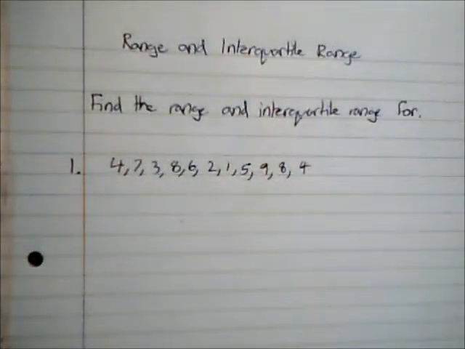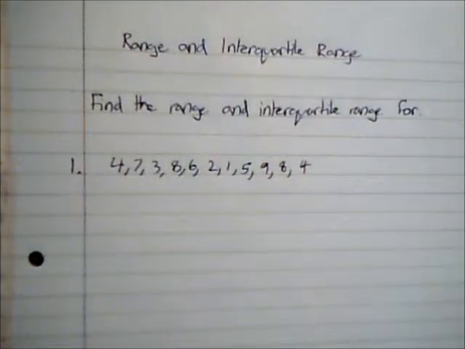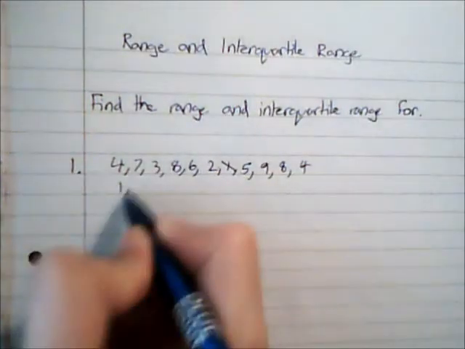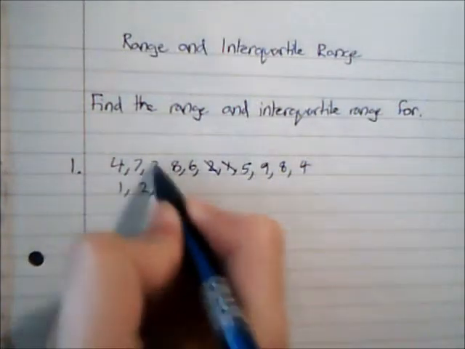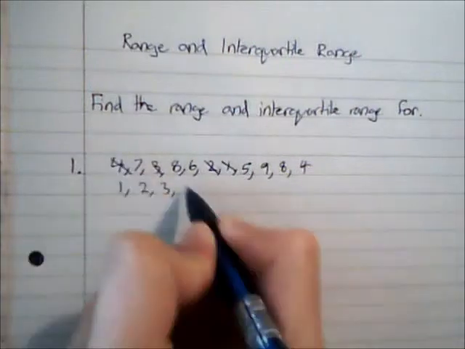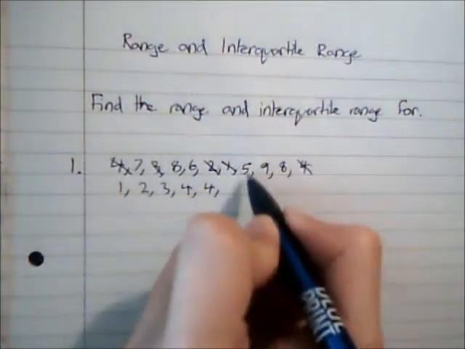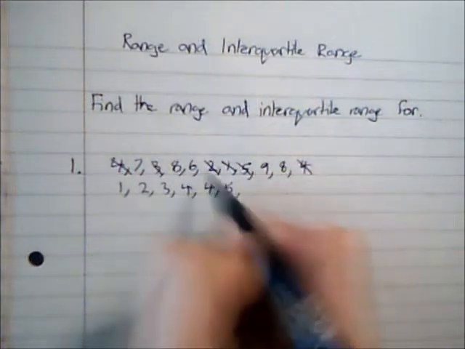In this video we're going to look at how to find the range and interquartile range for a list of data. So first of all I'm going to take this list and put it in order from smallest to largest, and this is going to make the calculations I need that much more straightforward afterwards.